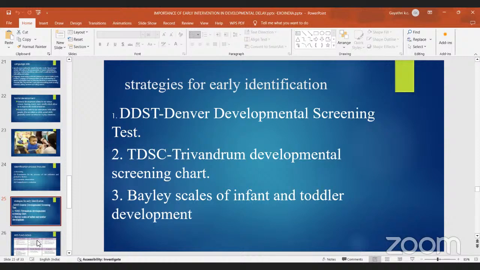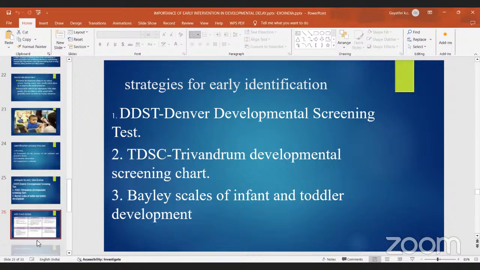And next is the Bayley Scale of Infant and Toddler Development. It is a quantitative analysis of the baby, in numbers. It will give you how many babies have been affected and how long the babies need support. We can go on with the Bayley Scale of Infant and Toddler Development.